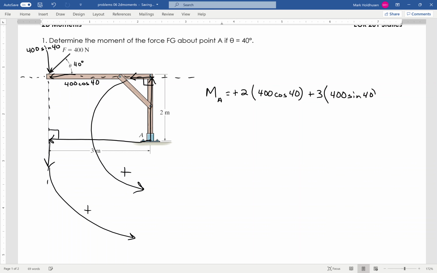And this is essentially what we do to find a moment in 2 dimensions of a force. We take a horizontal distance times a vertical force and a vertical distance times a horizontal force, breaking those pieces up and then adding them together. And when I do that and I multiply those and add them together, I get 1384. And my units on this will be Newton meters, force times distance. And that's positive because it's counterclockwise, both of them added together.